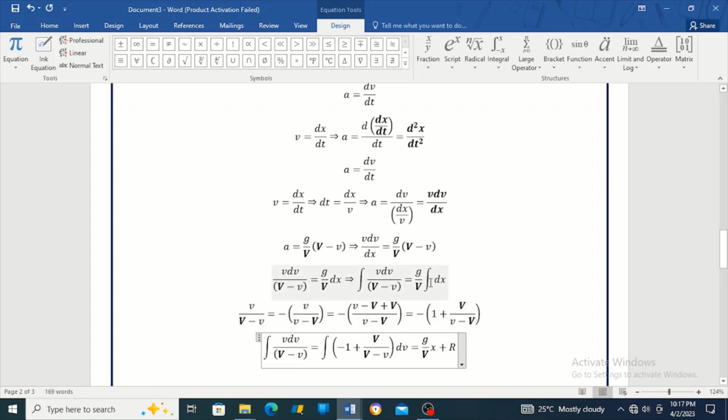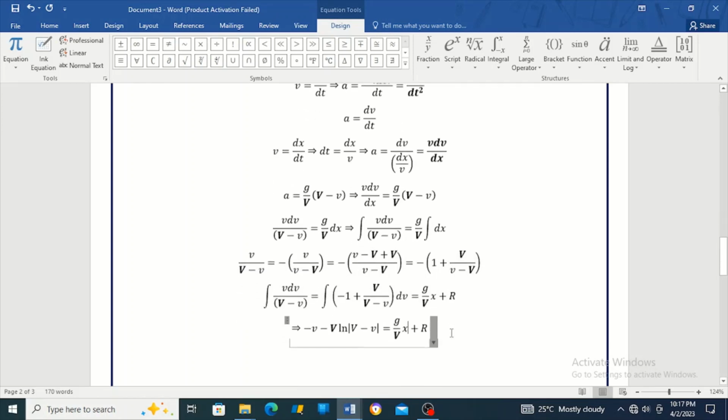Okay, because we integrate the x, we have x. Alright, now what does this mean? It means that if we integrate negative 1, we get negative v. If we integrate this, we just have our negative capital V, the ln of capital V minus v equal to g divided by v plus r times x.